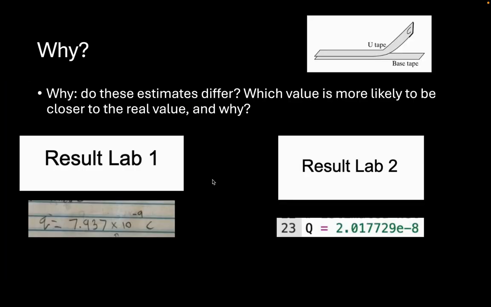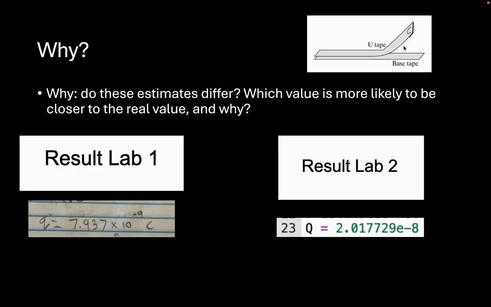Now the question asks, do these estimates differ? Yes, they obviously do. And which value is more likely to be closer to the real value, and why? So I think lab 2, the line charge model, is going to be closer to the real value. It's just a more realistic value, I guess. In the point charge model, 100% of the charge is concentrated directly above the other charge at distance d. But in real life, and especially in this experiment, it's not the case.